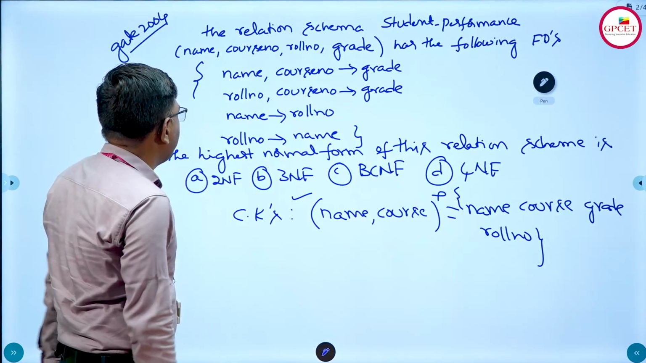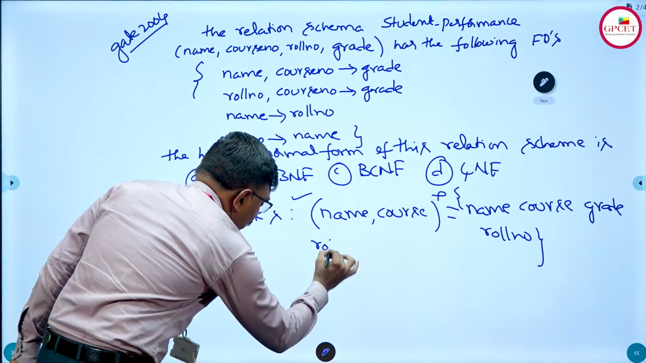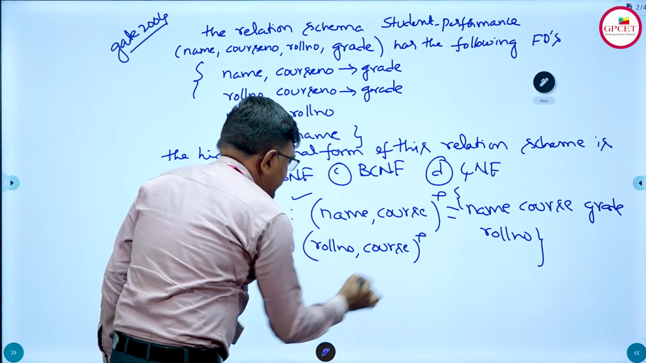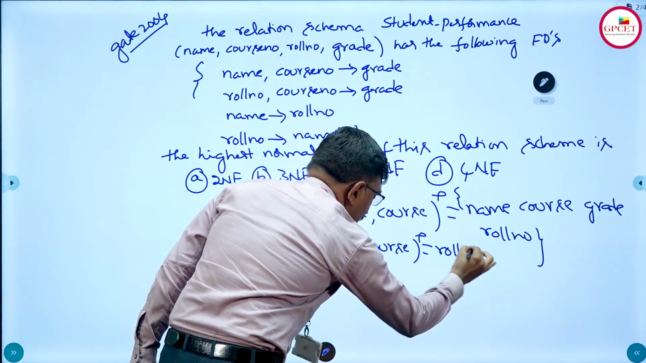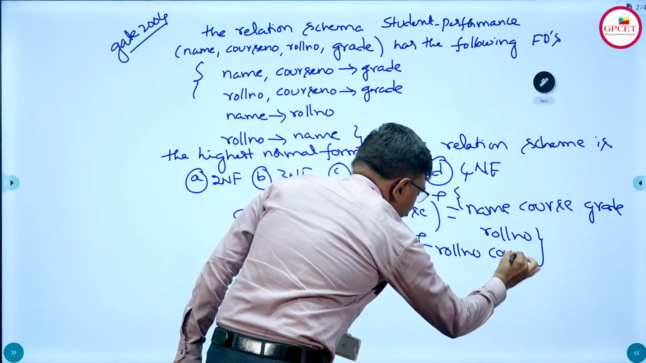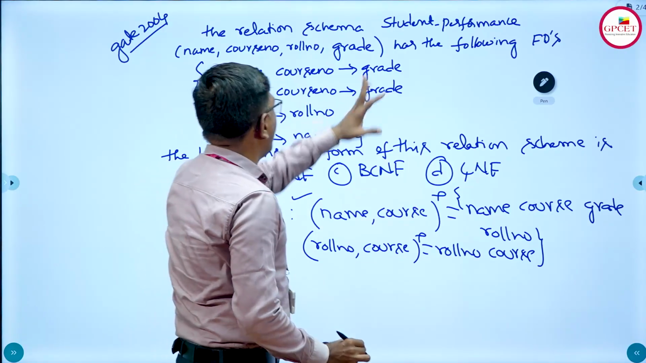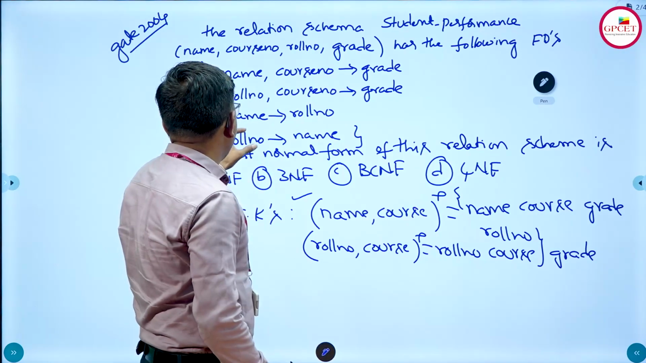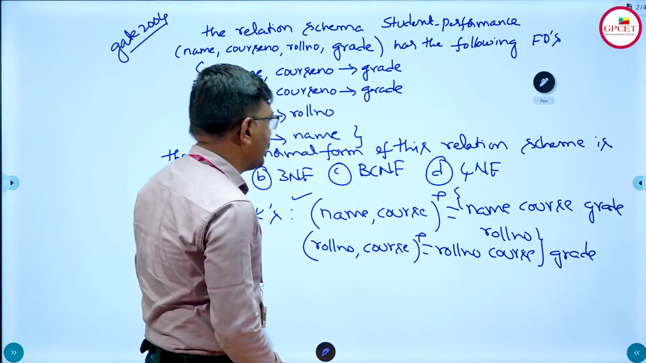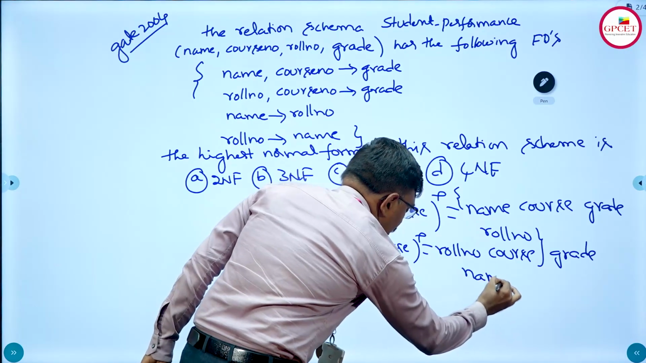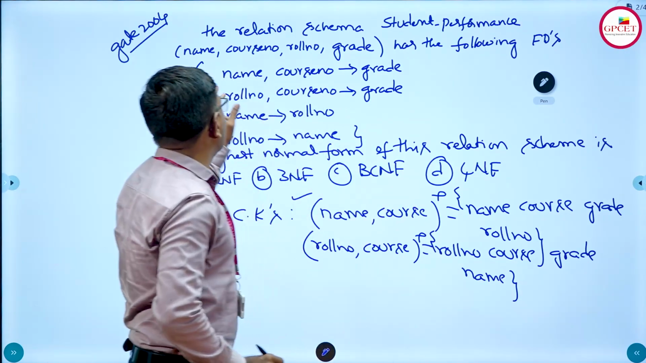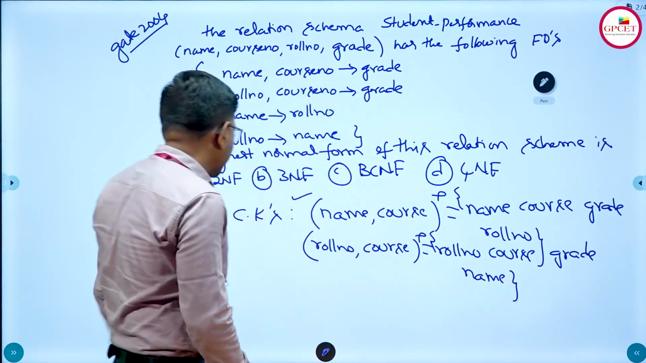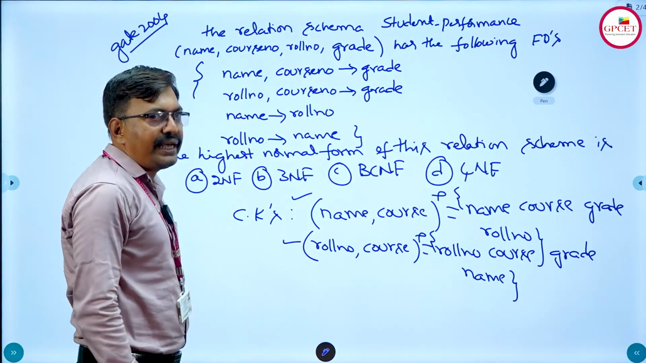Whereas observe the second functional dependency, roll number, course. Roll number, course closure equals roll number, course. Roll number, course derives what? Grade. And then what is the next one? Name tends to roll number, roll number tends to name. Roll number tends to name. That's why you can get the original relation. What is the original relation? Name, course number, roll number, grade. Roll number, course, grade, name. That's why roll number, course is also a candidate key.